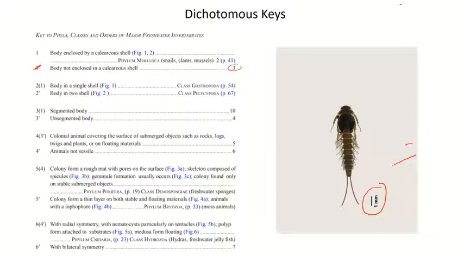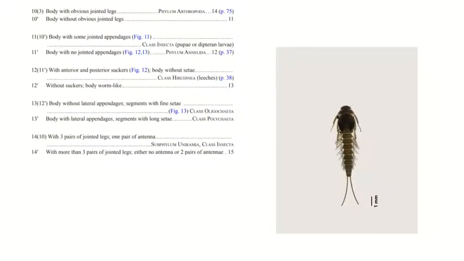The third couplet has two leads: segmented body or unsegmented body. Obviously, we can see segments here, so we will choose segmented body, the first lead, and it leads us to go to number 10. Sometimes the jump might be really great, so it cannot be seen here. So let's move on to number 10.